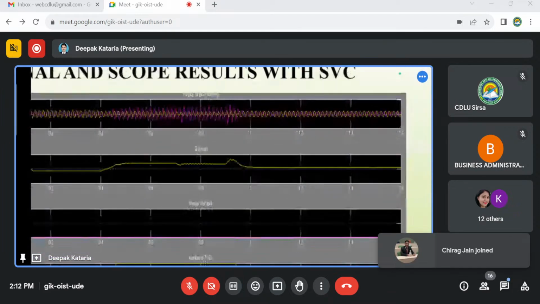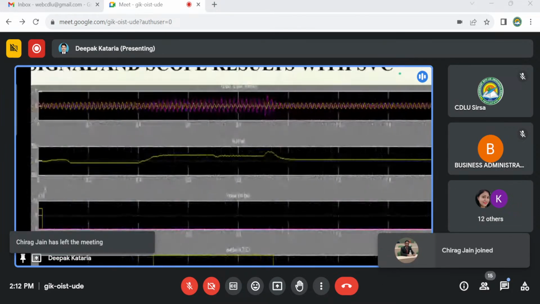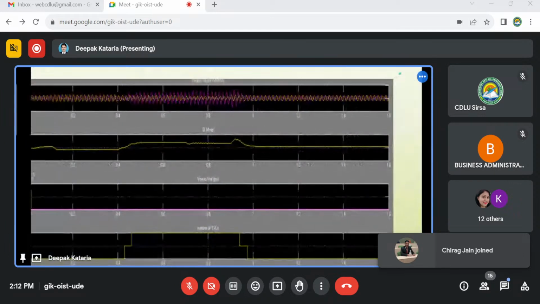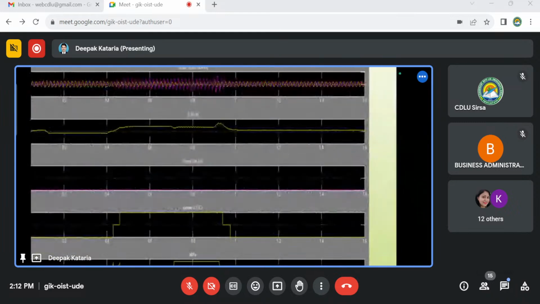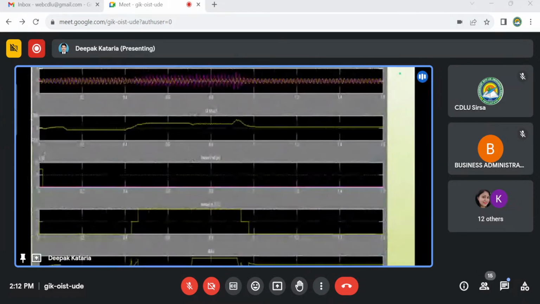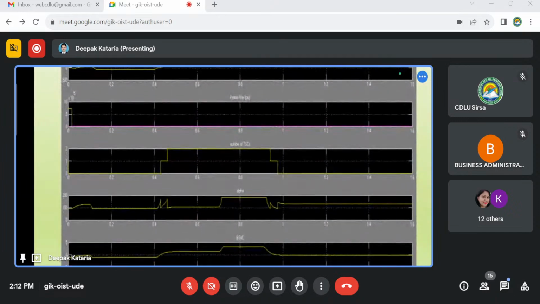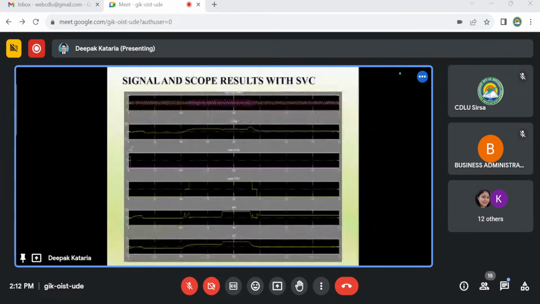First is VA input and IA input curve. Second one is Q curve, and third one is V measurement and number of TSCs. Next one, alpha is the firing angle.